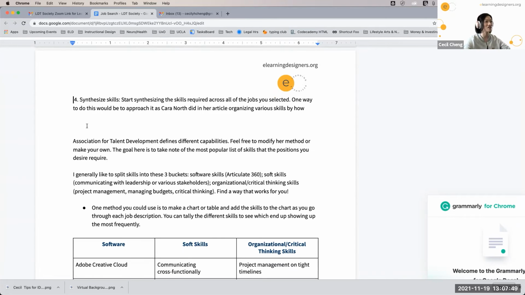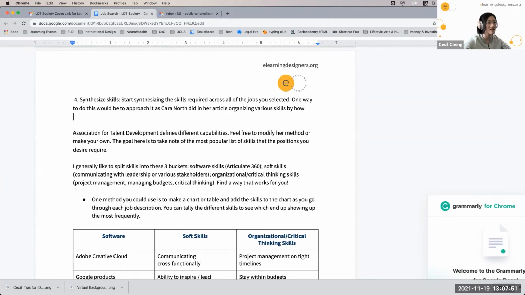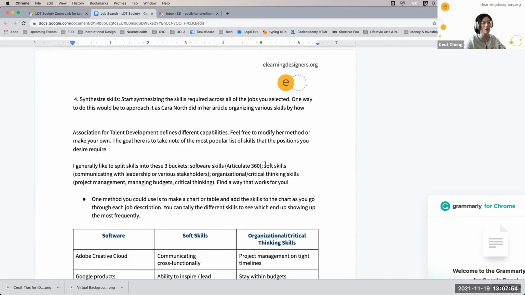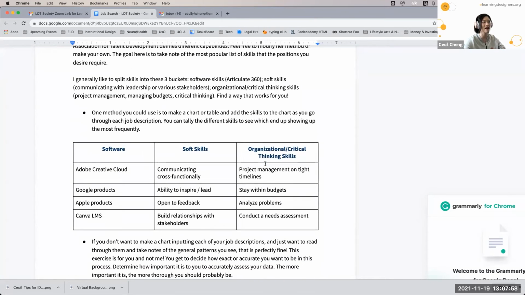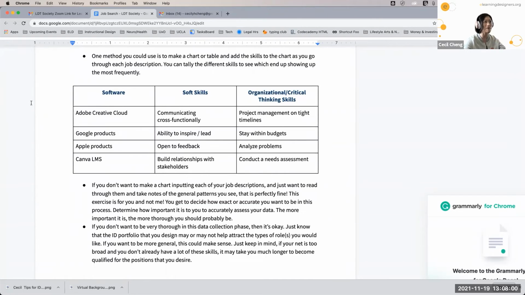So once you have selected them, you are going to want to start organizing the skill sets. And so I have an example here. You can really organize them in whichever way you want or what you think is more appropriate. I just have some examples. Here are some software programs like Google products or even learning management systems.